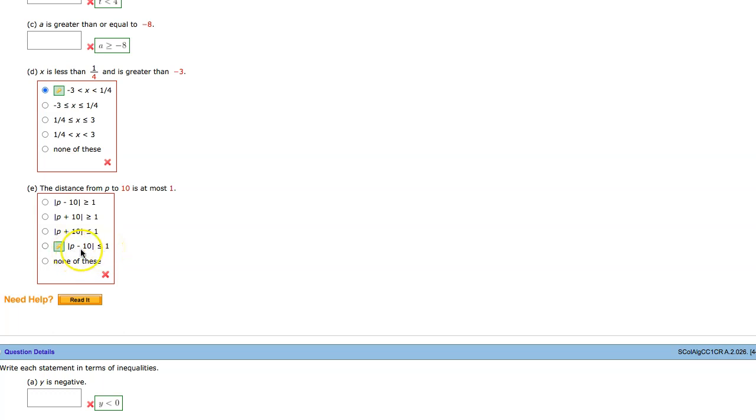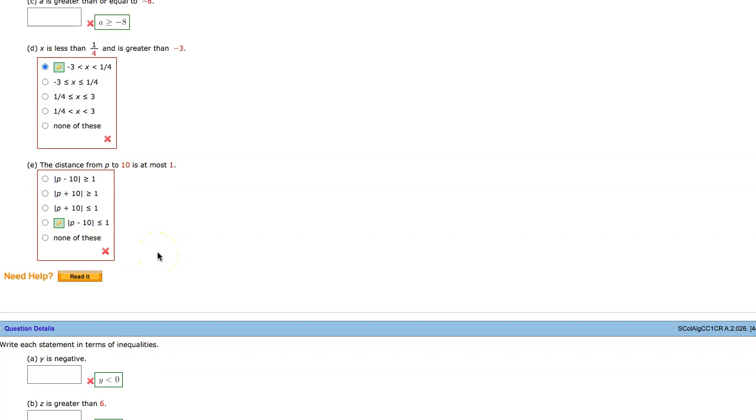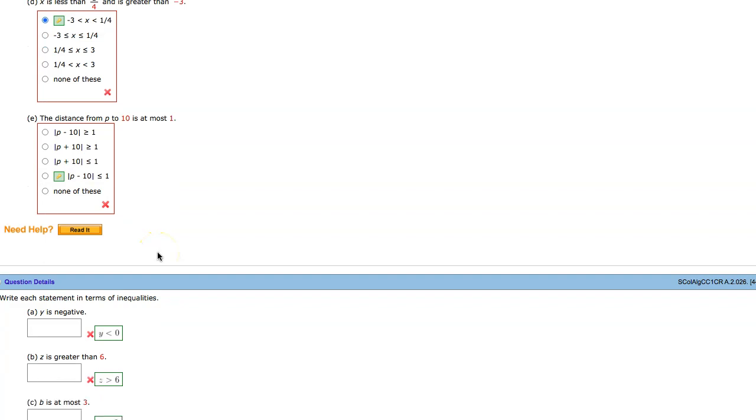So the absolute value of p minus 10, I'm at 10, you're at p. It's a difference because it's our distance. Now you may be closer than that, just don't get further than that. It's okay for you to be closer, just don't be further. And it's what we talked about earlier.